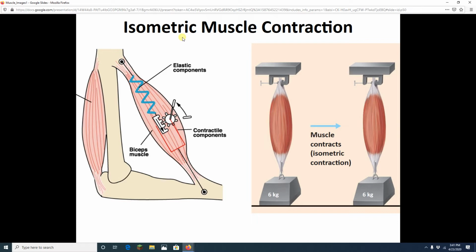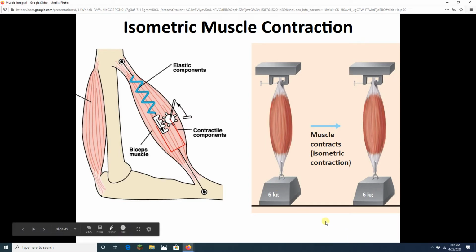So basically, all the muscle is doing in this case is pulling on the connective tissue, the elastic connective tissue, and stretching that because the weight is just too heavy.